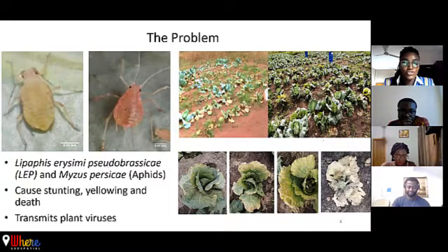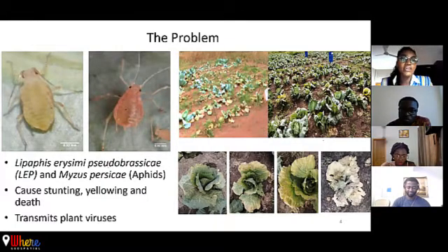So we wanted to look at different ways to map these particular insects, so it doesn't take us too long to move from one farm to another before knowing how widespread this insect is in Ghana, especially Lipaphis pseudobrassicae, because it was just recently reported in the country.